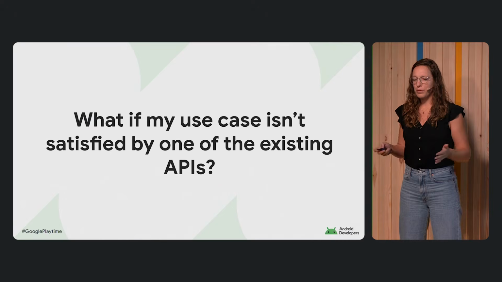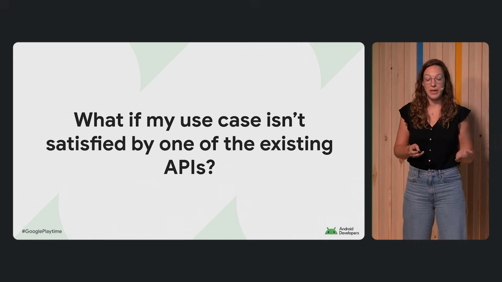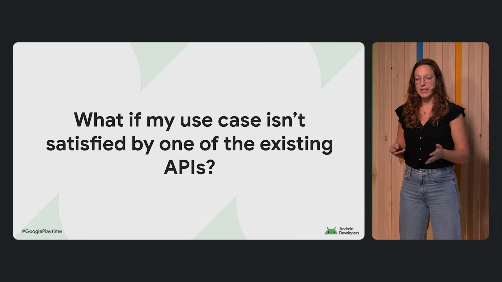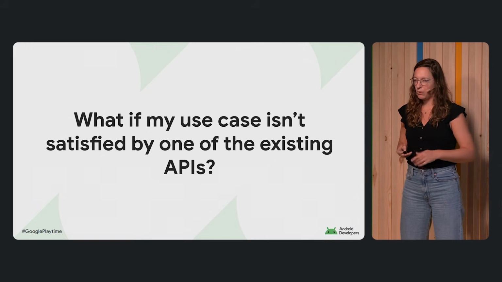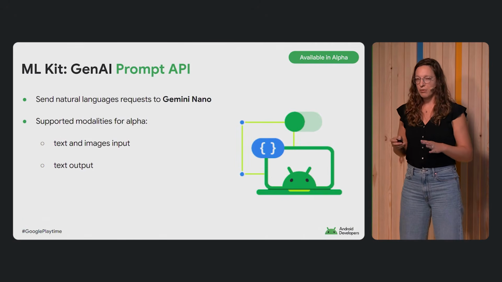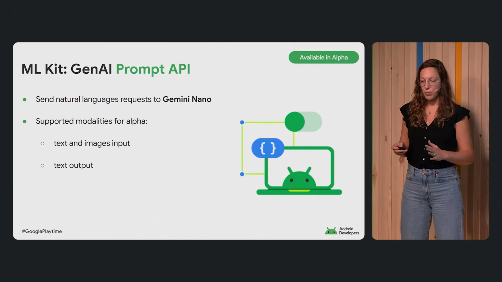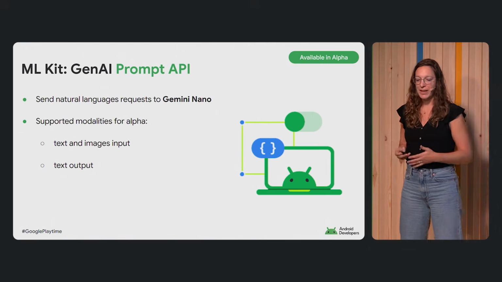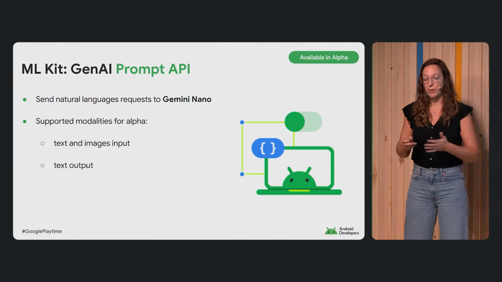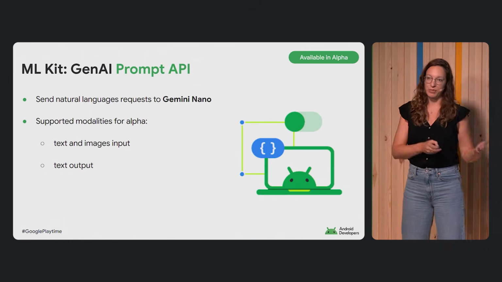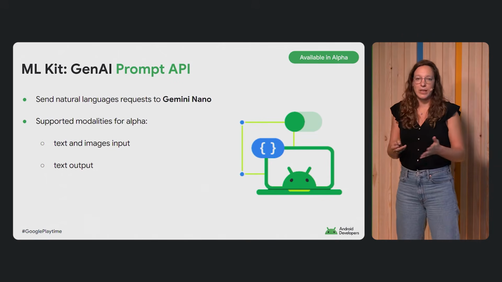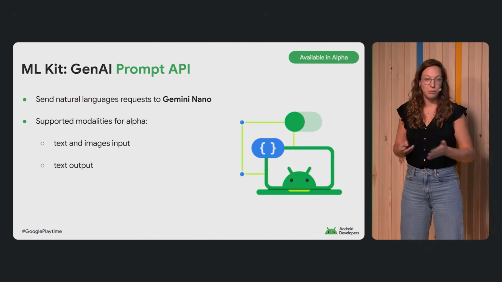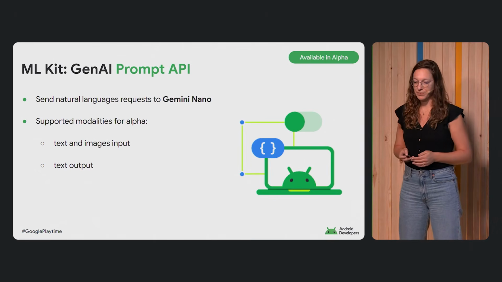And so what if your needs are more specialized than that? What if you want to go beyond our feature-specific APIs? This leads us to the next more flexible tool in your toolkit, which you already heard about this morning. For anything that requires more flexibility, we are launching the ML Kit GenAI Prompt API. This is the lower level API that allows you to send natural language directly to Gemini Nano, which supports both text and image inputs, and then it will provide text output. This is basically your creative canvas to create whatever bespoke on-device experience you want.